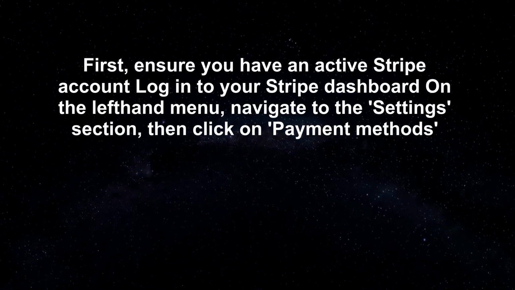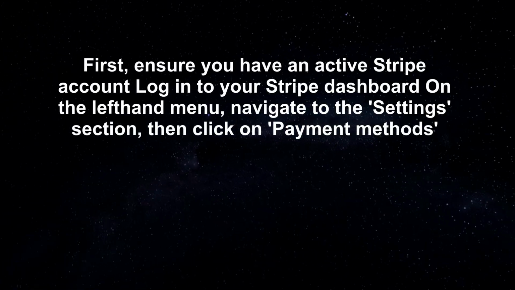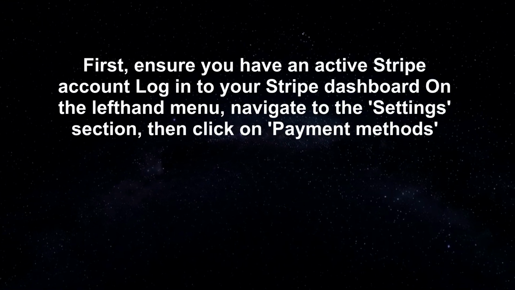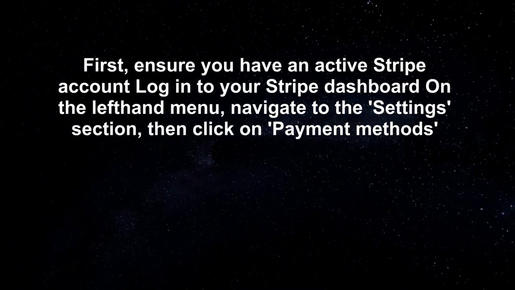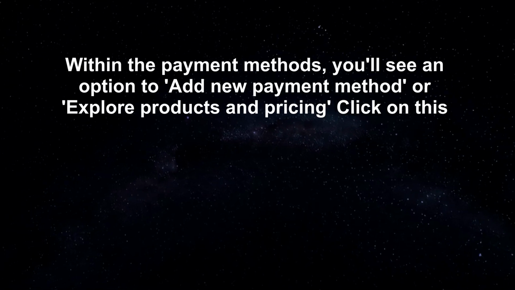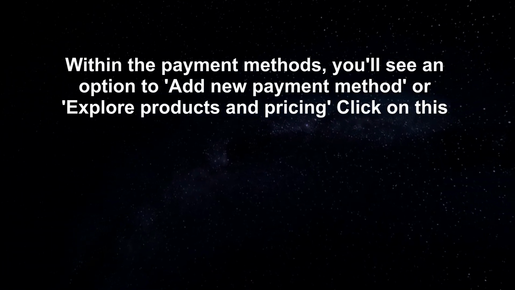First, ensure you have an active Stripe account. Log into your Stripe dashboard. On the left-hand menu, navigate to the Settings section, then click on Payment Methods. Within the payment methods, you'll see an option to add a new payment method or explore products and pricing.